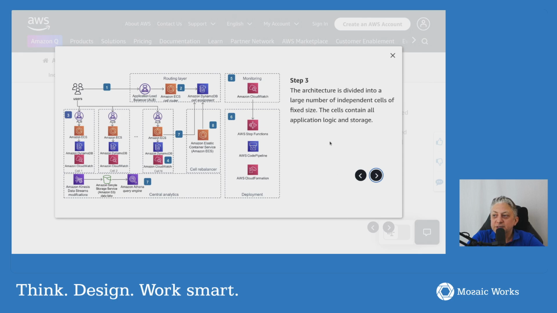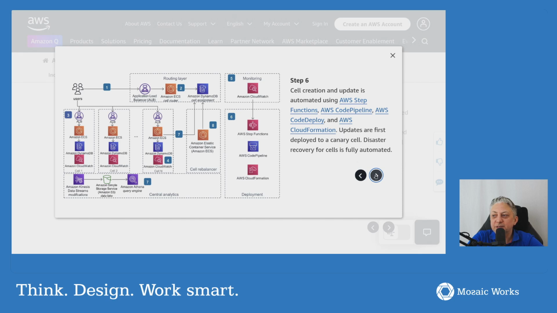The architecture is divided into a large number of independent cells of fixed size. The cells contain all application logic and storage. Each cell has monitoring and alerting capabilities. There is also a central dashboard which contains aggregated information such as number of cells with and without errors. Cell creation and update is automated.